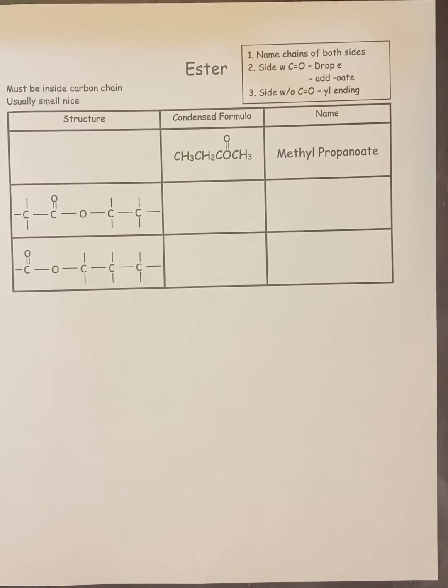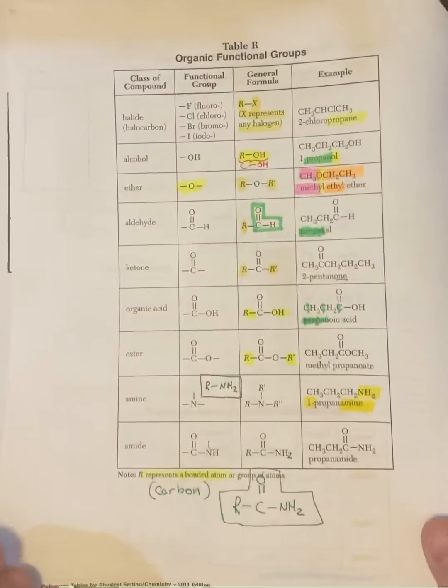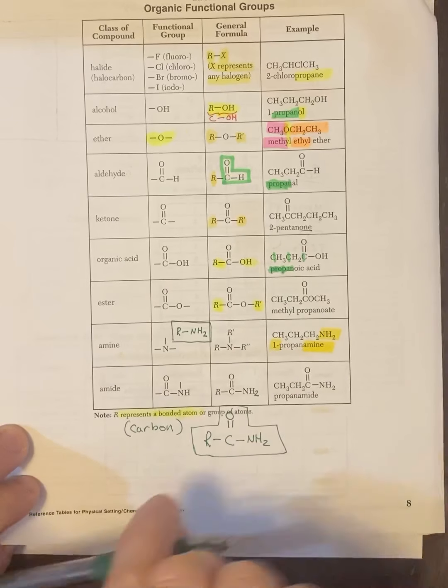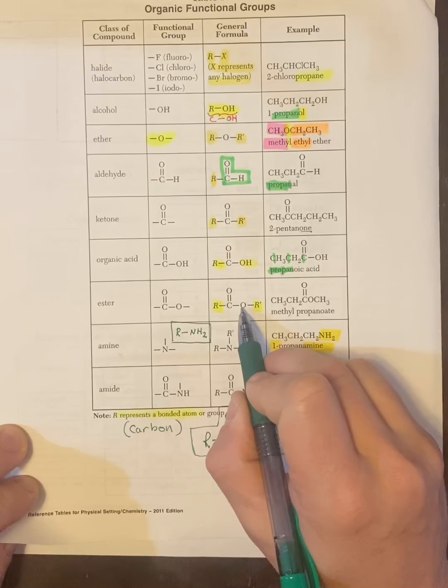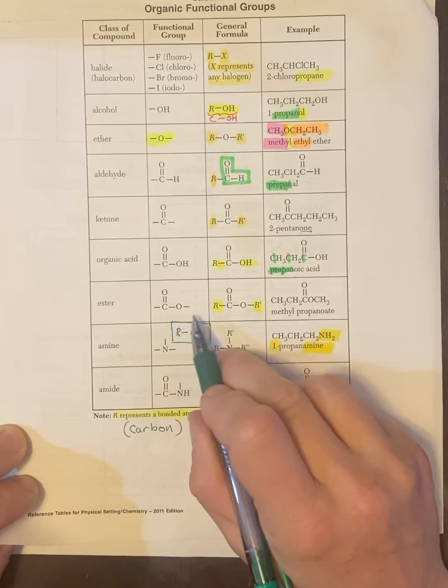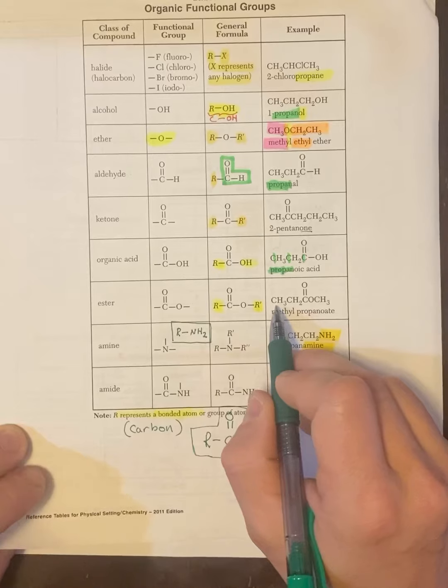Last one we are going to do for functional groups is going to be esters. Esters are a little bit harder, so we're doing them last. They have a double bonded O, another O, and it's in the middle of a carbon chain. So you've got a carbon chain to the left of the double bonded O, and then you've got a carbon chain to the right of the double bonded O.